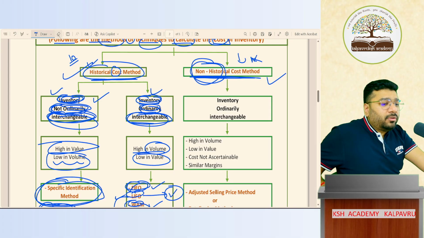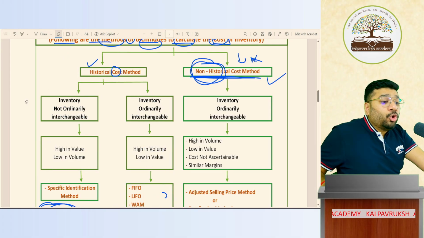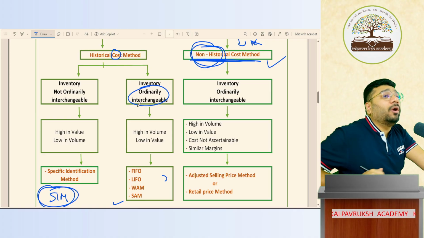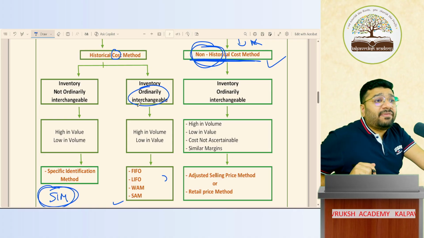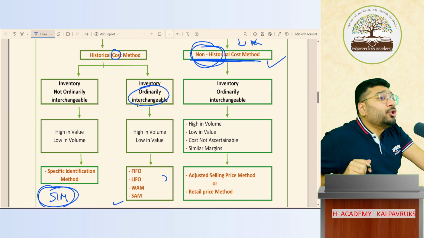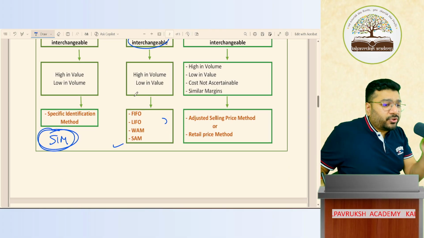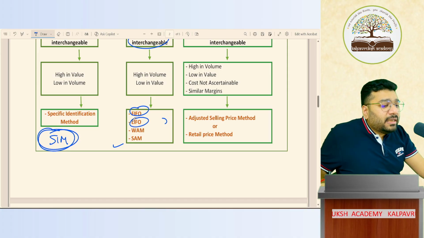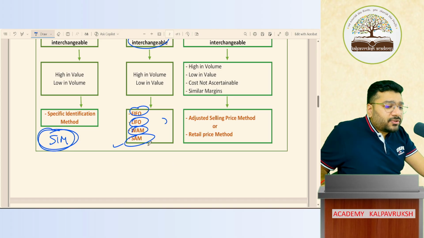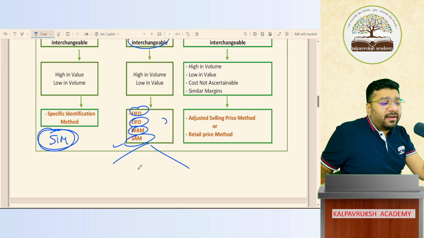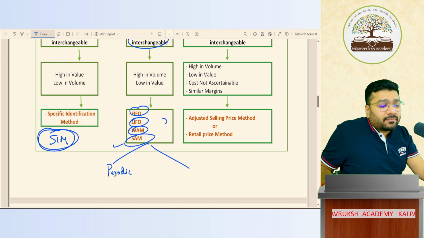Next is about those inventories which are ordinarily interchangeable. If your inventories are ordinarily interchangeable, meaning you're not able to identify them separately, you cannot identify their individual cost because everything got mixed up. You don't know what the cost is. In that case, what are you supposed to do? Either you follow FIFO, LIFO, WAM, and SAM. Here also, depending on your capacity, you can maintain the inventory under periodic inventory system or perpetual inventory system. Got it? Not got it?